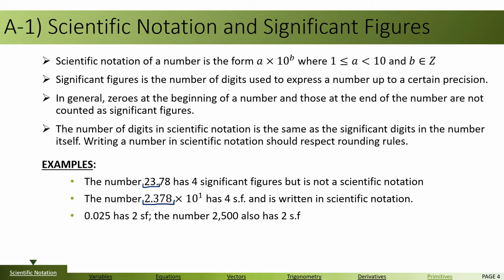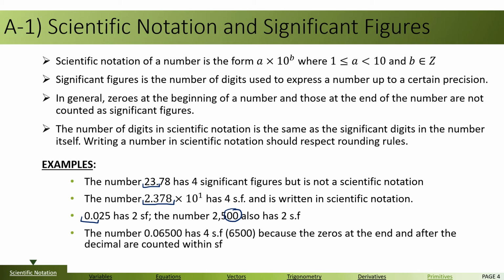0.025 has 2 significant figures. Notice that the zeros at the beginning, before the decimal point and after the decimal point, were not counted. The number 2500 also has 2 significant figures because the 2 zeros at the end aren't to be counted as mentioned above.